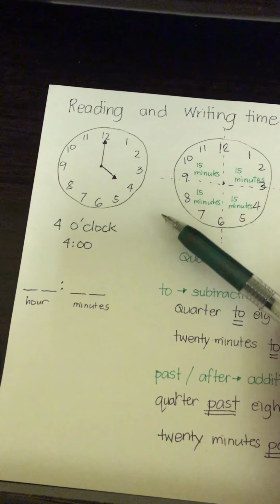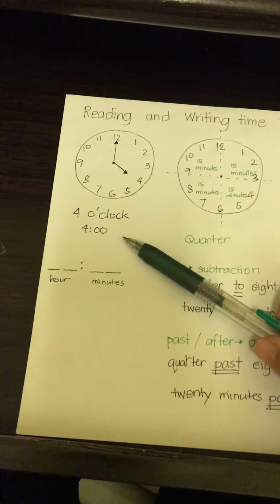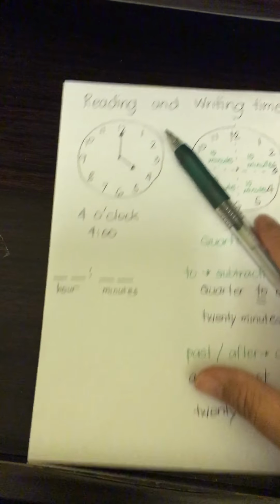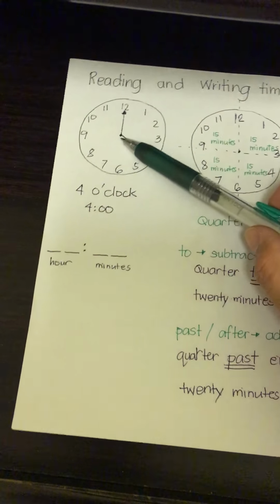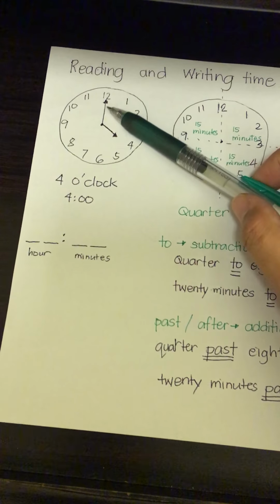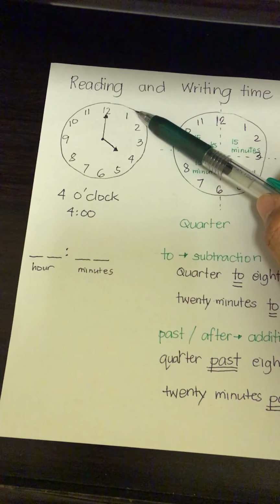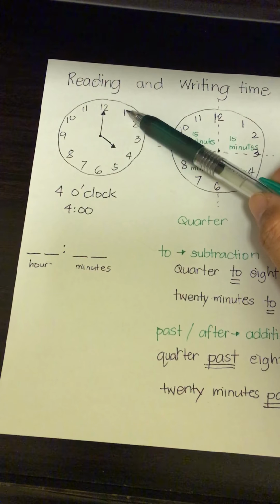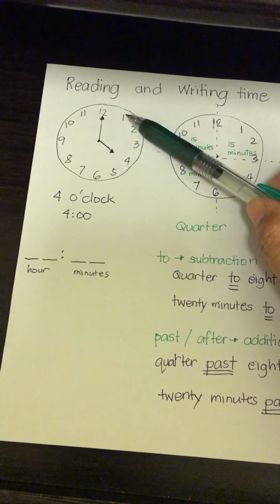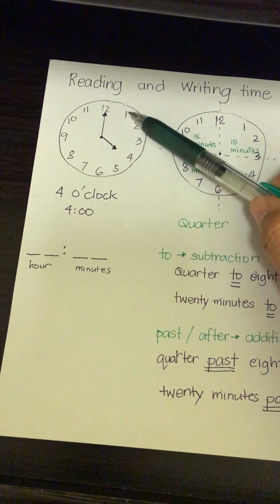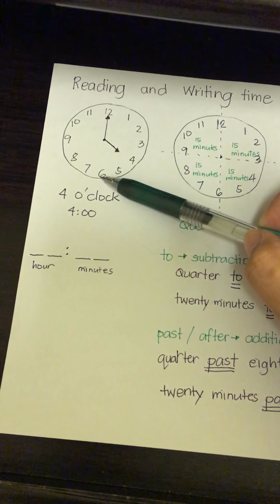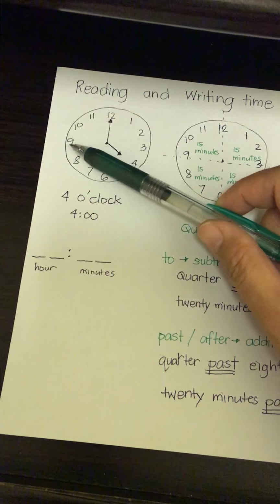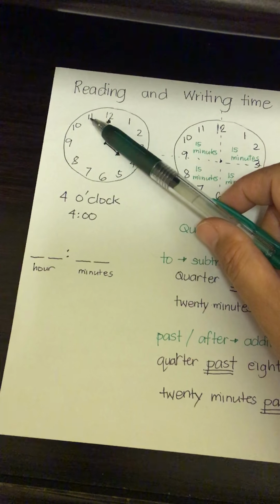Now, we already know about the clock. We have the hour hand, the small hand, and the minute hand is the longer one. We also know that the minutes can be read with an interval of 5. So starting from 1 will be 5, 10, 15, 20, 25, 30, 35, 40, 45, 50, 55.